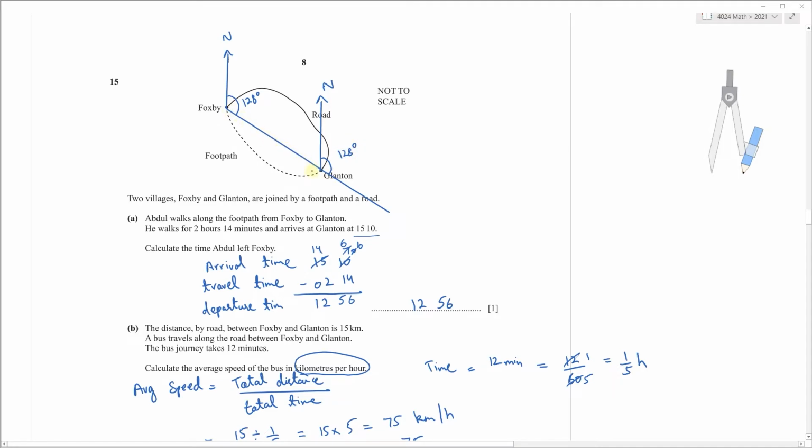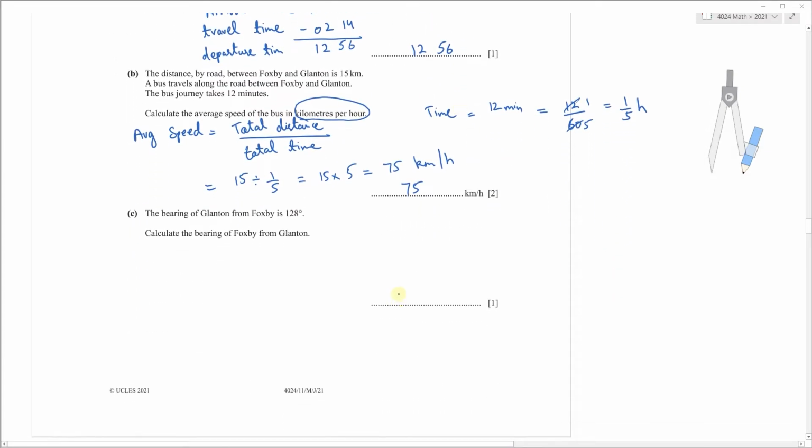Since this is a straight line, this angle here is 180 degrees. So the bearing will be the sum of these angles, 128 plus 180. This will be the total angle, this angle here, which is the bearing of Foxby from Glanton. 8 plus 0, 8; 8 plus 2, 10, 1 carry; 308. So your answer here will be 308 degrees, the bearing of Foxby from Glanton.